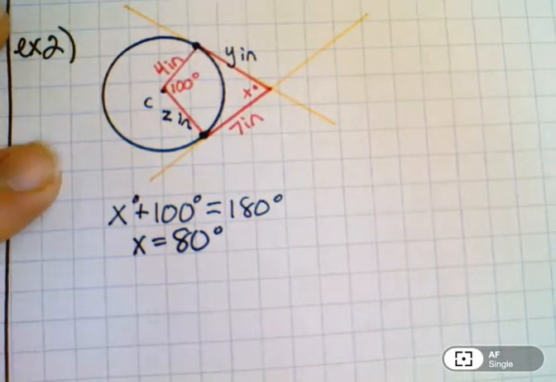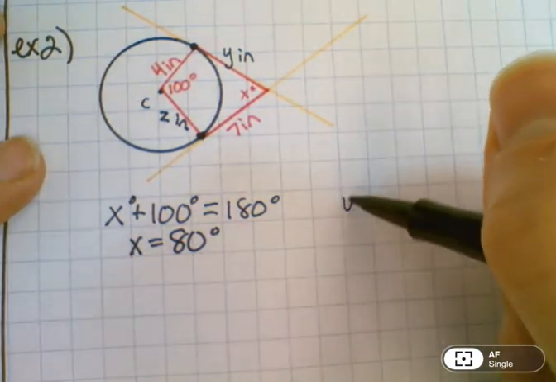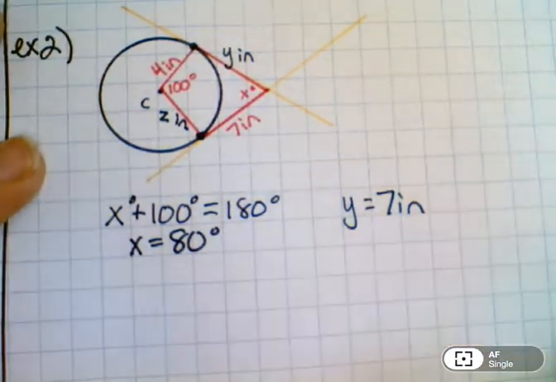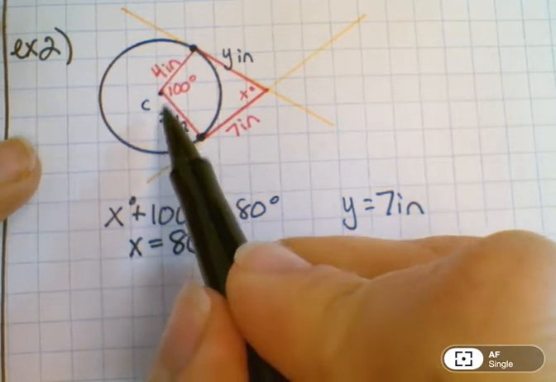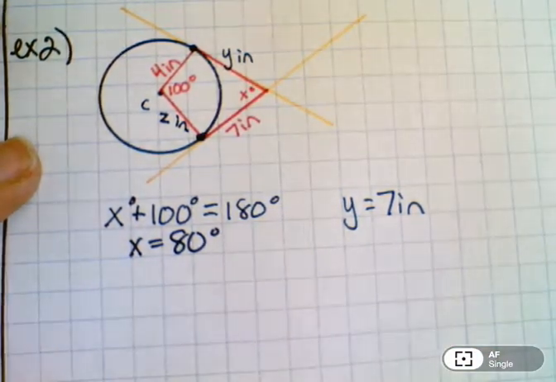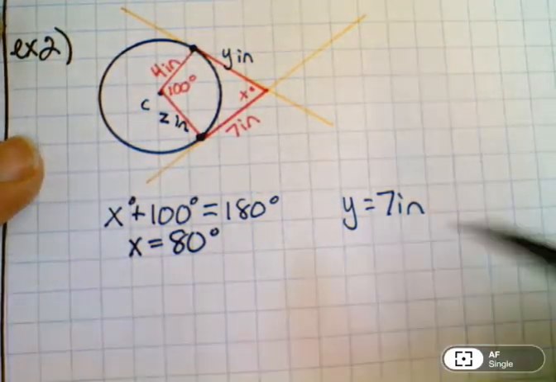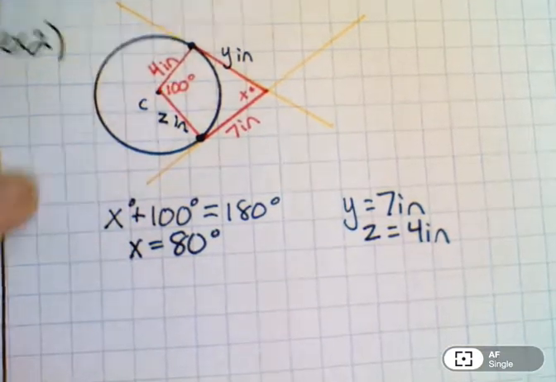So to find y, that's super simple. These are congruent. We have a kite here. So y is equal to 7 inches, and it's really not necessary to show any work there. And then the same thing here. This is z inches, this is 4 inches, this is the radius, and this is the radius. All radii in the same circle are exactly the same length. So z is equal to 4 inches.